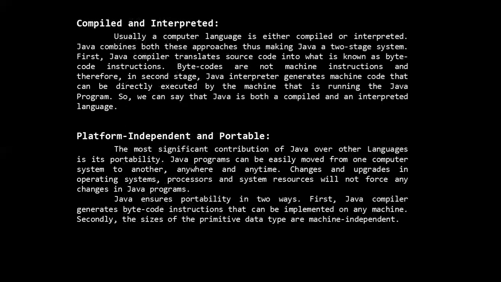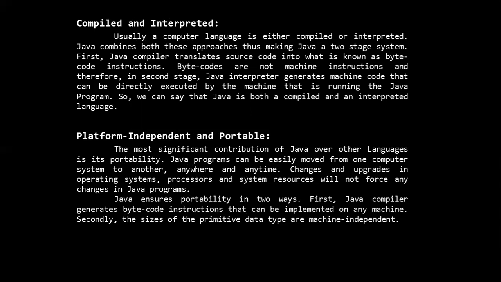Compiled and interpreted. Usually a computer language is either compiled or interpreted. Java combines both these approaches, thus making Java a two-stage system. First, Java compiler translates source code into what is known as bytecode instructions. Bytecodes are not machine instructions and therefore, in second stage, Java interpreter generates machine code that can be directly executed by the machine that is running the Java program. So, we can say that Java is both a compiled and an interpreted language.